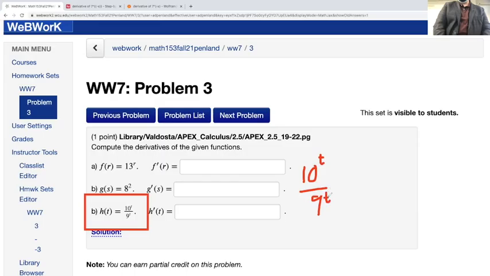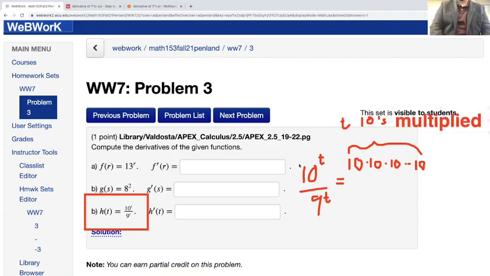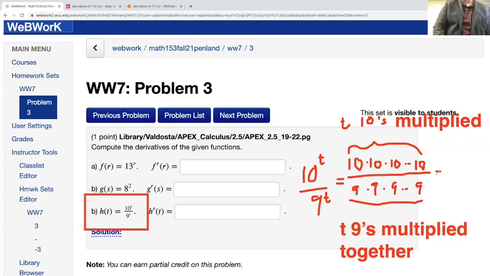Because if you think about what 10 to the t and 9 to the t mean, there's an algebraic way to rewrite this. 10 to the t is 10 times 10 times 10 times 10, and when I multiply this out, I get t copies of 10. This is t tens multiplied together. And then on the bottom, what do I have? 9 to the t is 9 times 9, so that's t nines multiplied together. And I can think of this as 10 over 9 multiplied by itself t times.